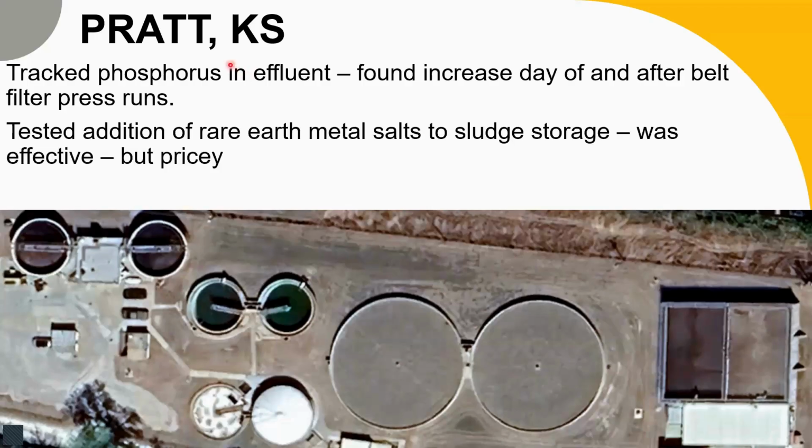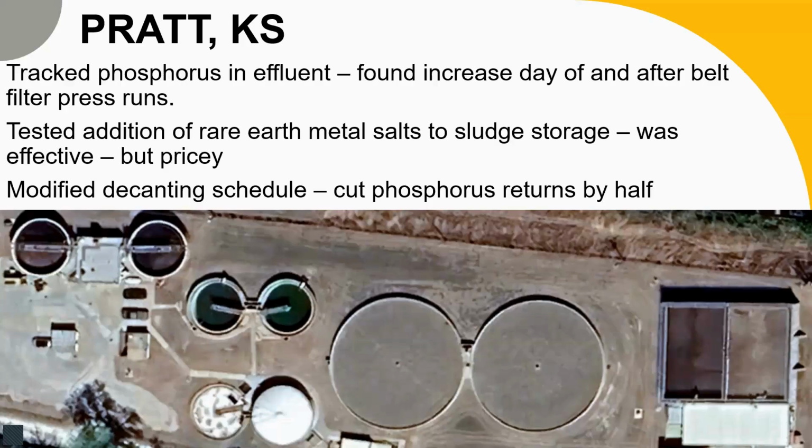They tested adding rare earth salts that we talked about to the sludge storage and found it was very effective. Worked very, very well for them, but they didn't like the price tag if they had to do it all the time. So they were continually monitoring that phosphorus flowing back to their SBRs, and ended up with a modified decanting schedule where they don't decant as long as they used to. So they used to maybe decant 7 hours.